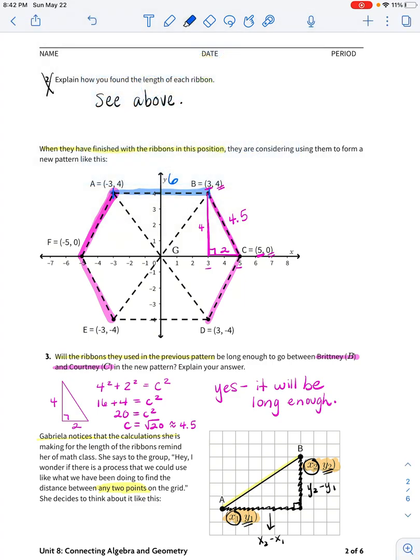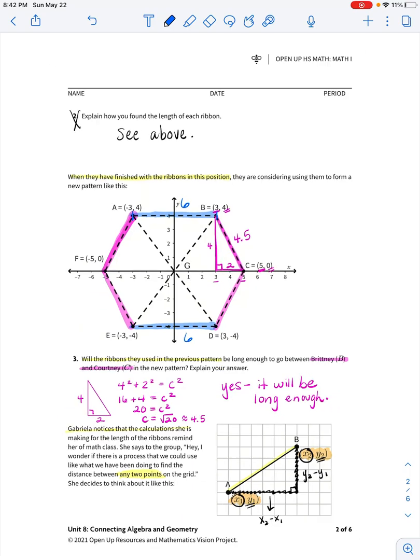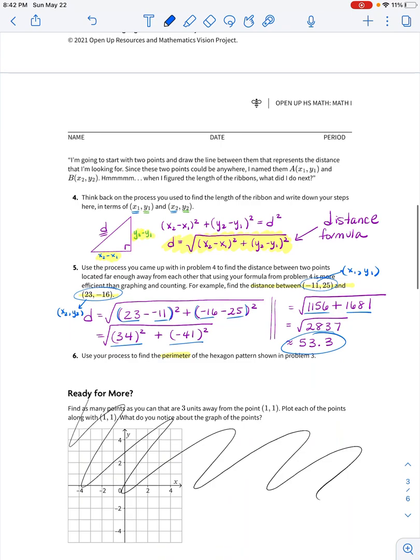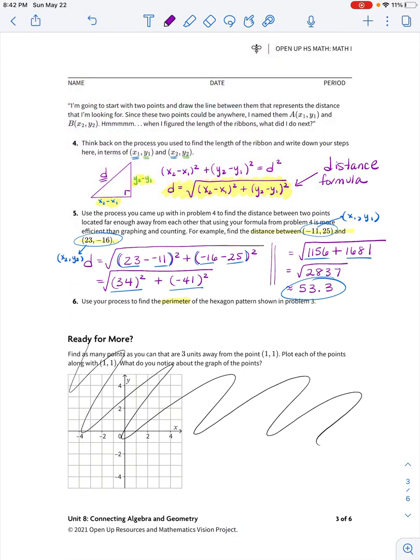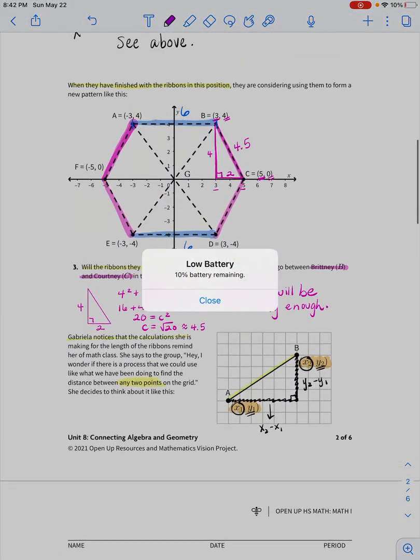So 6 across the top, 6 across the bottom, and then 4 of the diagonals. Okay, so 2 6s and 4 4.5s. So let's see, 2 6s is 12, 4 4.5s. I need my calculator for that tonight. Okay, 4 times 4.5, that's 18. So 12 plus 18 is going to give us 30. And again, we're not quite sure of the units, so we'll just call them units to be safe. So the perimeter of that hexagon would be 30 units.